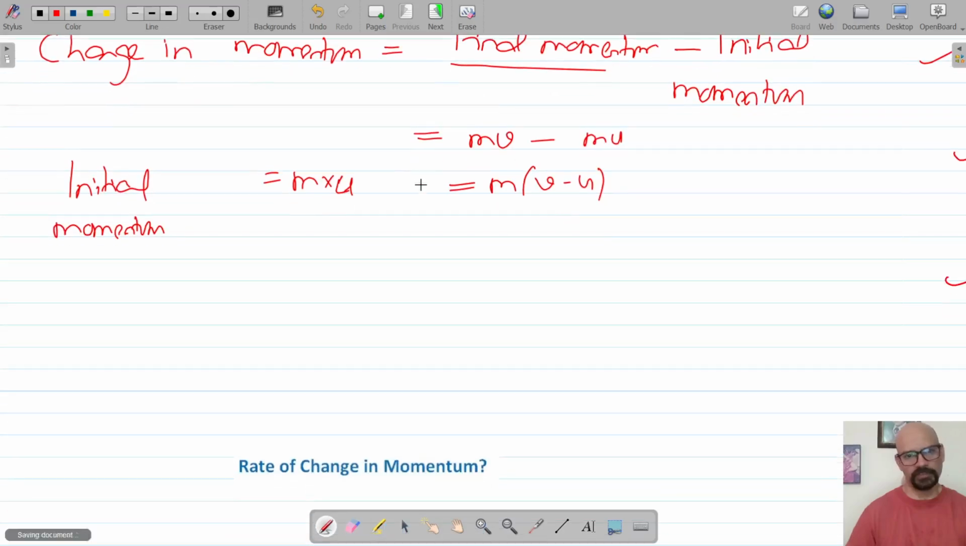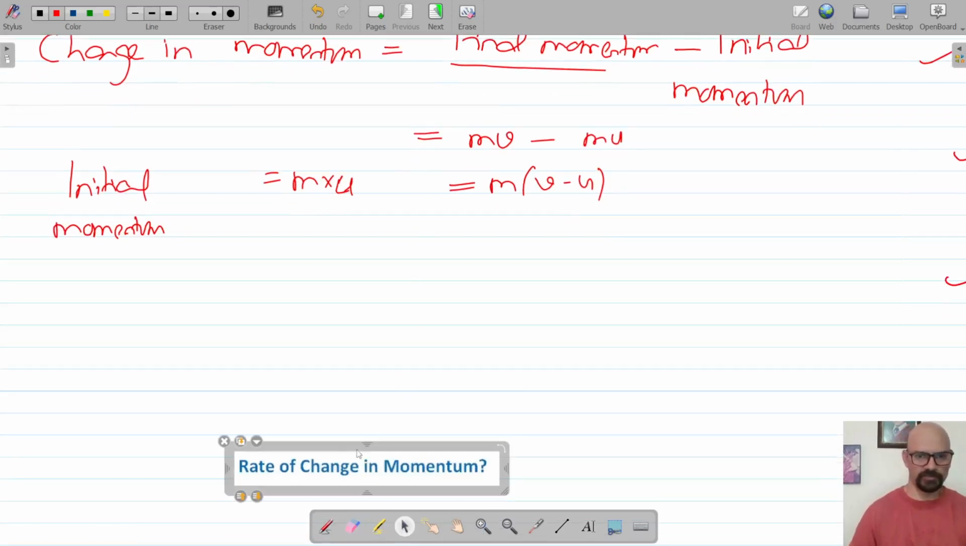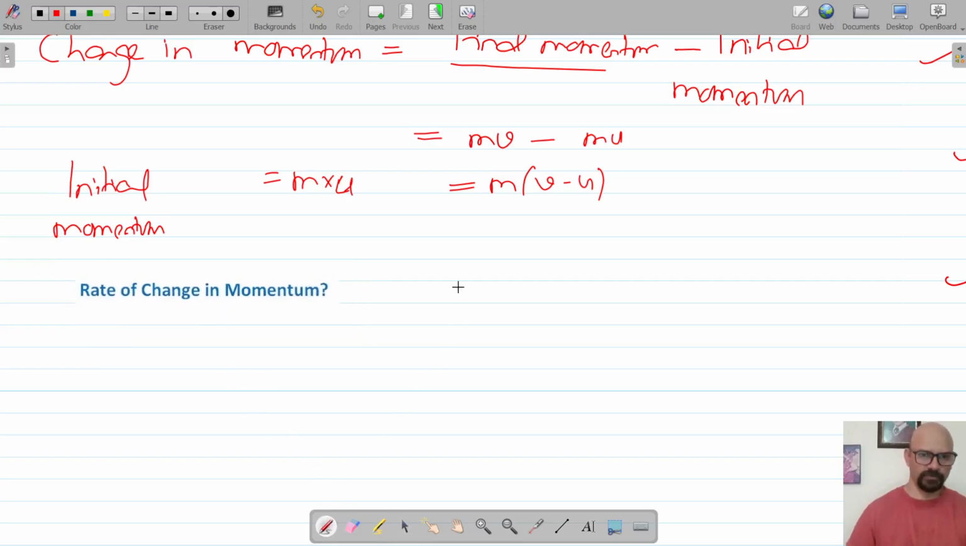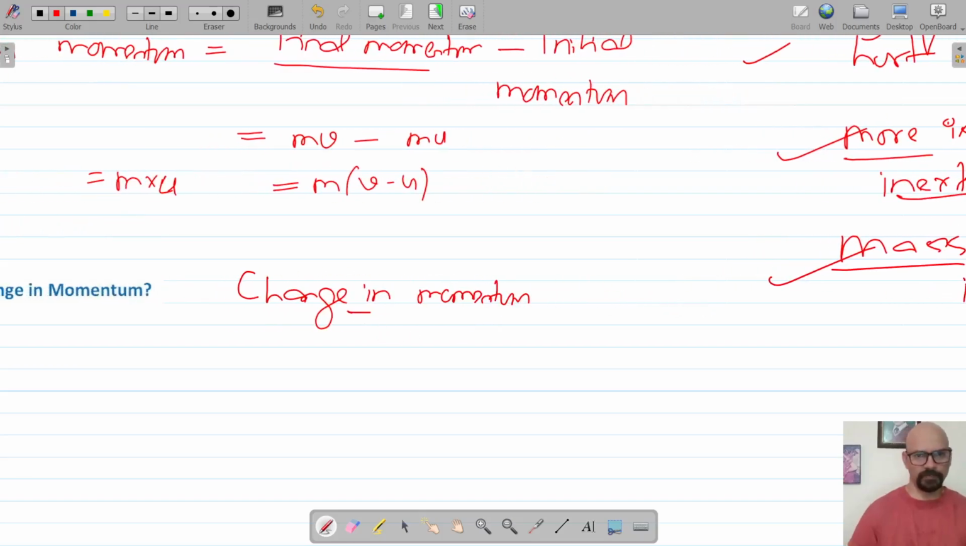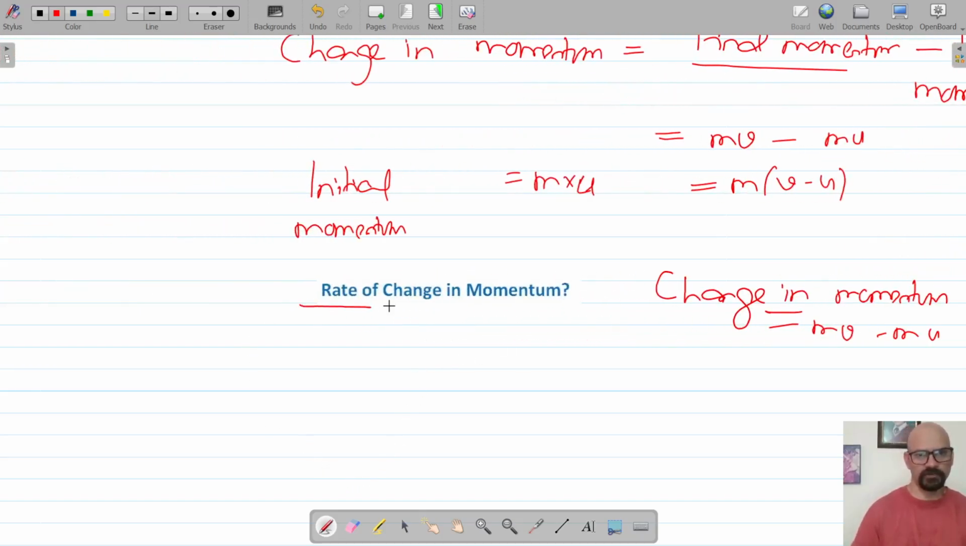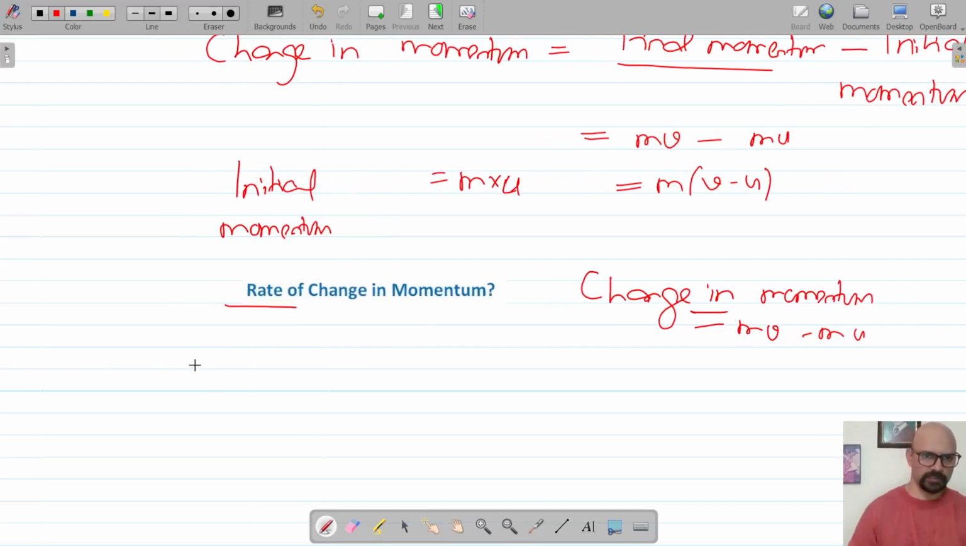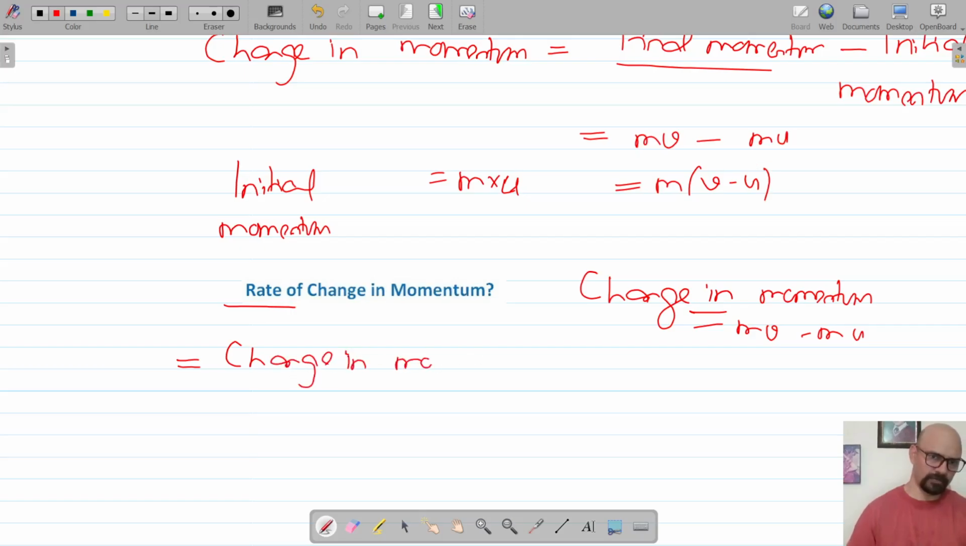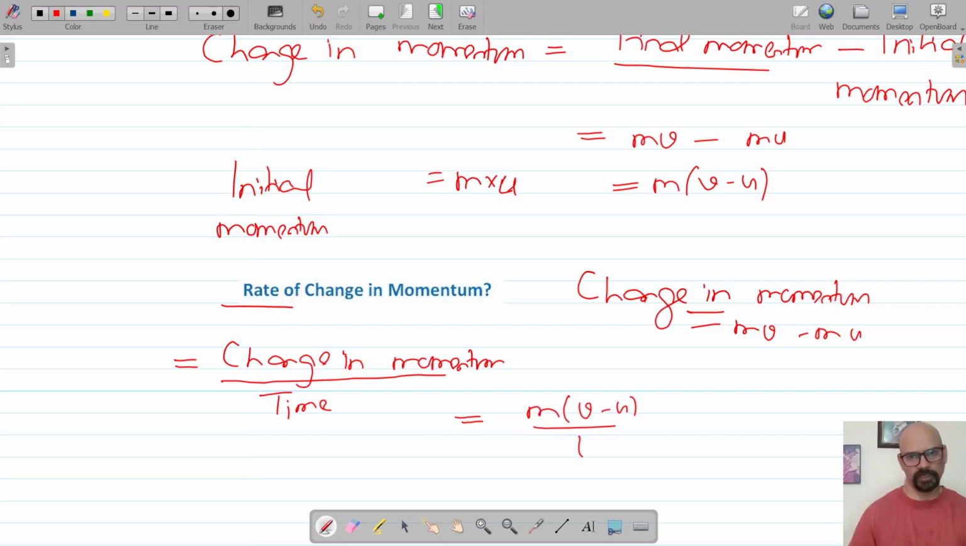How do we calculate the change in momentum? Next is the rate of change of momentum. We know that the change in momentum is given by final momentum, which is mv, minus initial momentum. Now, what is rate of change of momentum? It means we have to divide the change in momentum by time. So whenever there is a rate, you have to divide the change by the time. So change in momentum is given by m into v minus u, and time is t.